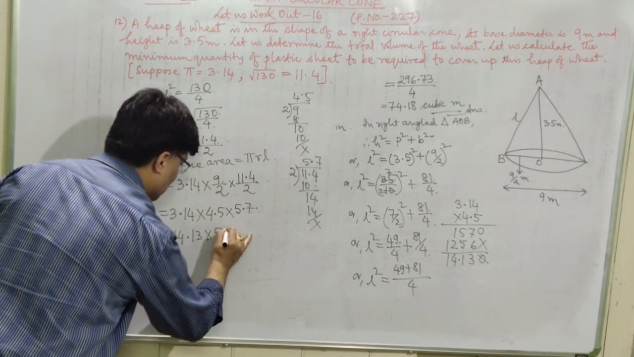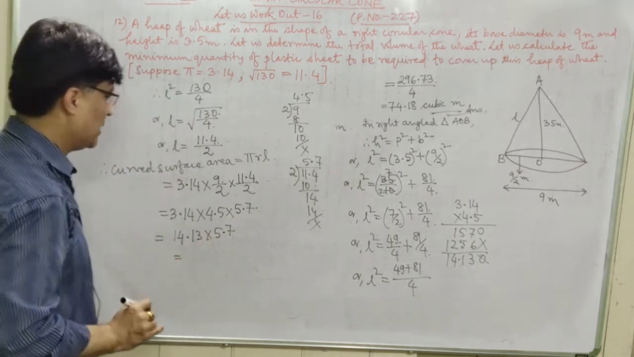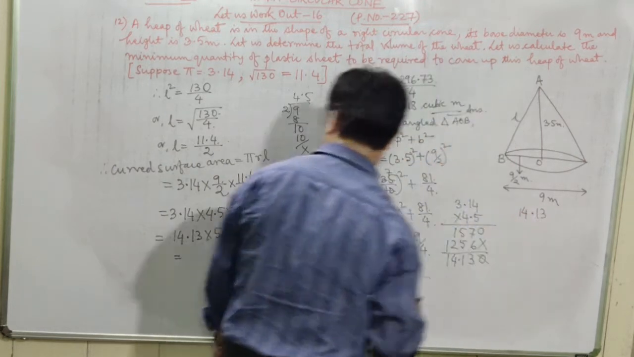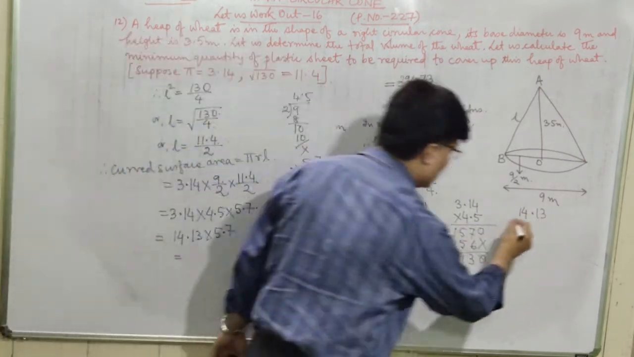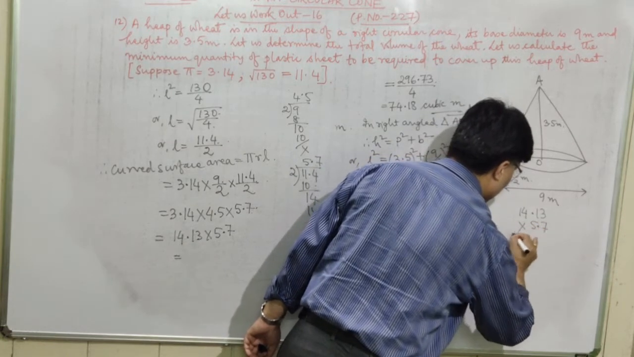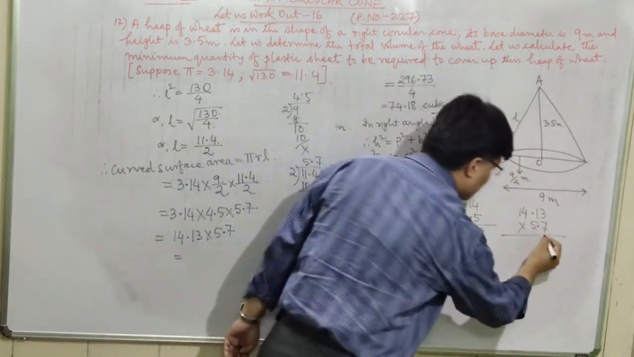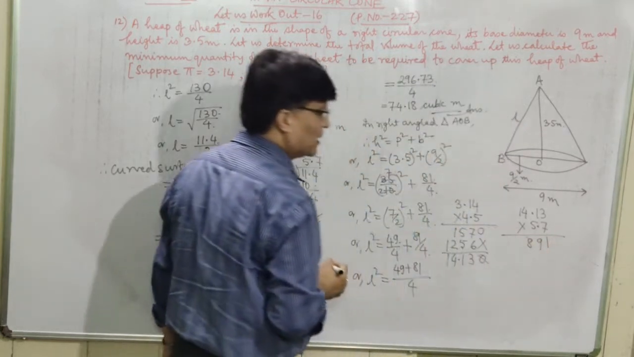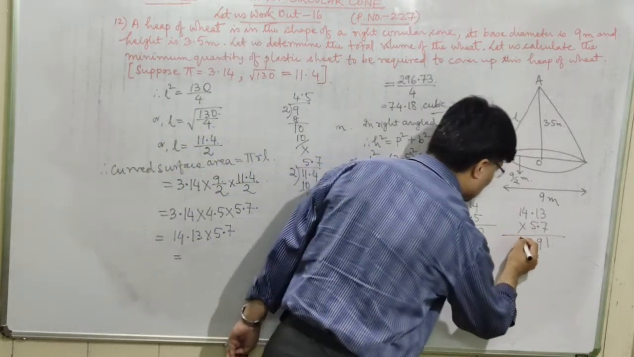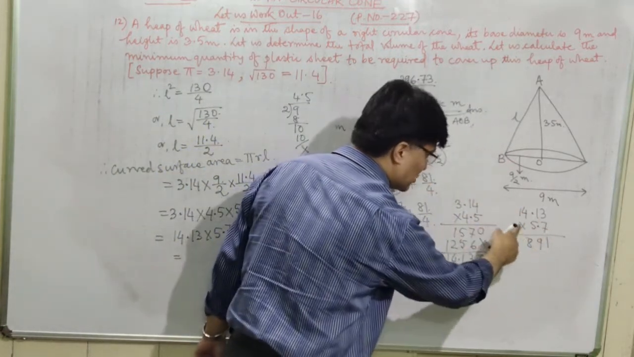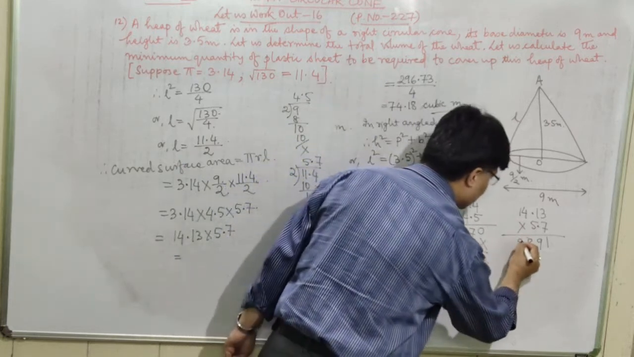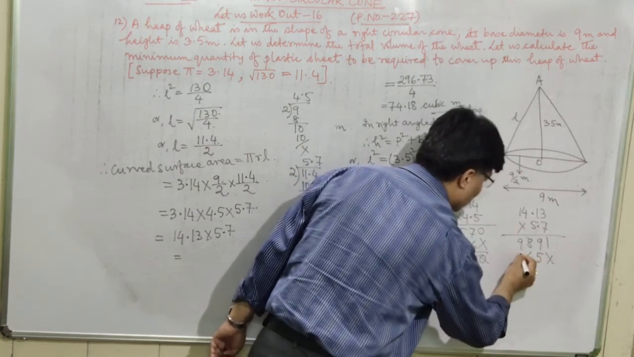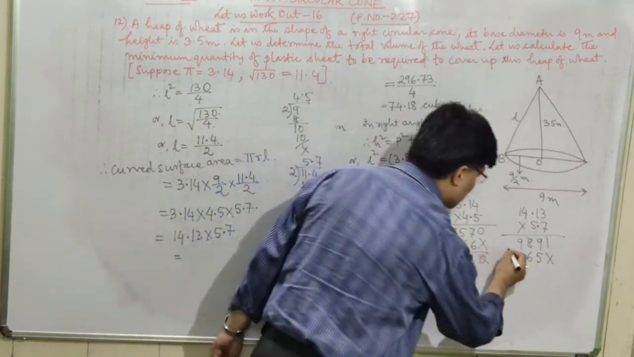14.13 into 5.7. So let us multiply them now. 14.13 will multiply 5.7. Let us multiply them. 7 3s are 21. 1, 2. 7 1s are 7 plus 2 is 9. 7 4s are 28. 8, 2. 7 plus 1. 7 1s are 7. 7 4s are 28. 8, 2. 7 1s are 7 plus 2 is 9. Okay. 5 3s are 15. 5 1s are 5 plus 1 is 6. 5 4s are 20. 0, 2. 5 1s are 5 plus 2 is 7.